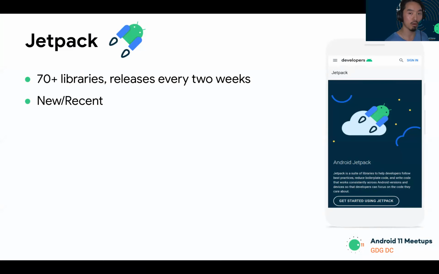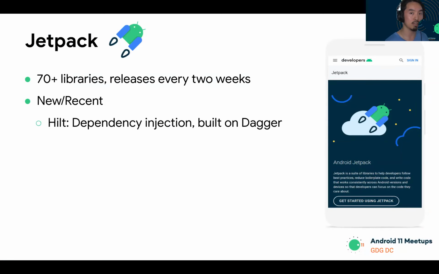Some of the more recent and notable ones, I'm going to list out here. One of them is Hilt. Previously, you might have used something like Dagger for DI in your apps. Now the officially recommended DI solution in Android Jetpack is Hilt, and that's built on Dagger, but it is a more complete solution for your DI needs in your Android app.